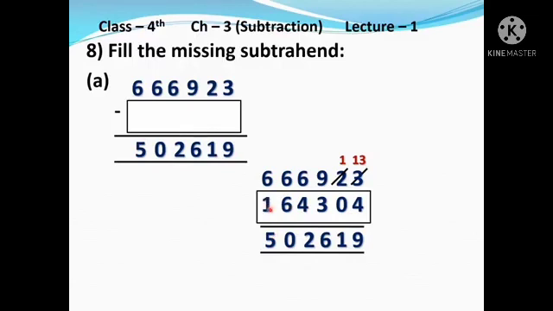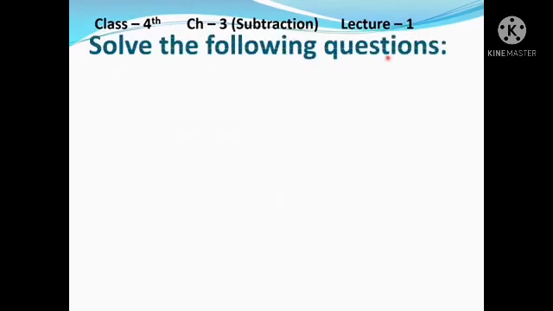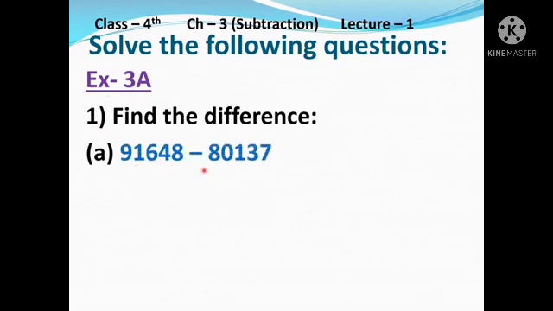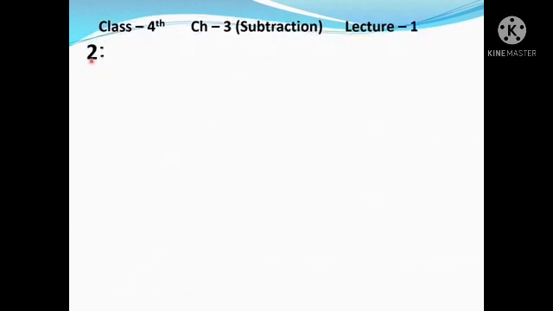So the answer is 1,64,304. So the missing subtrahend is 1,64,304. Clear? Now solve the following questions assigned as homework. Exercise 3A. Question number 1. Find the difference. A part, 91,648 minus 80,137. B part, 8,40,200 minus 7,35,183.